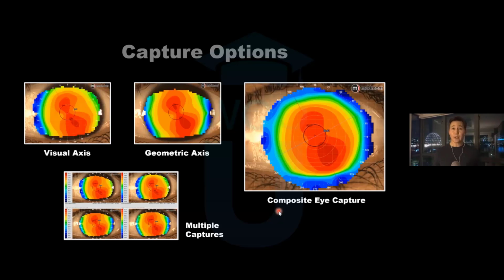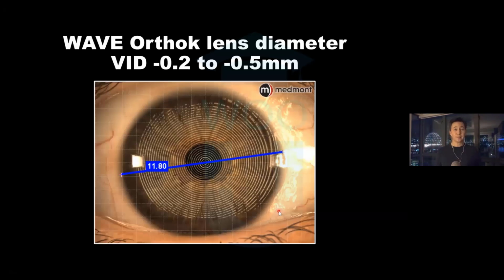I think what we can agree, and certainly what we're guided by the WAVE team, is when you're building an Ortho-K lens, use the geometrically centered capture. Take multiple readings, at least 4, to make sure that you have reproducibility in your capture.